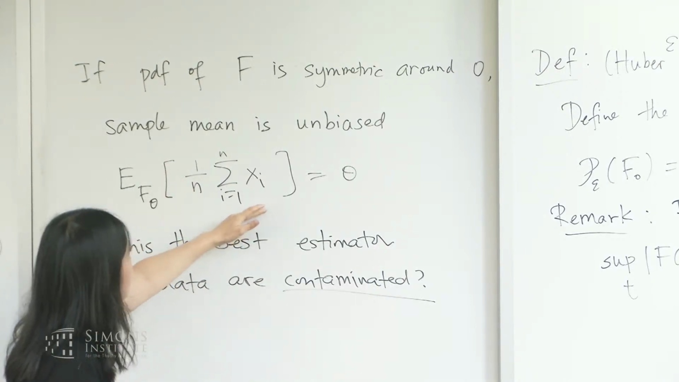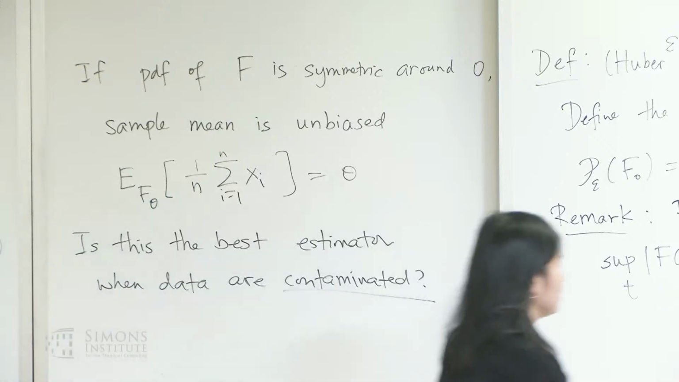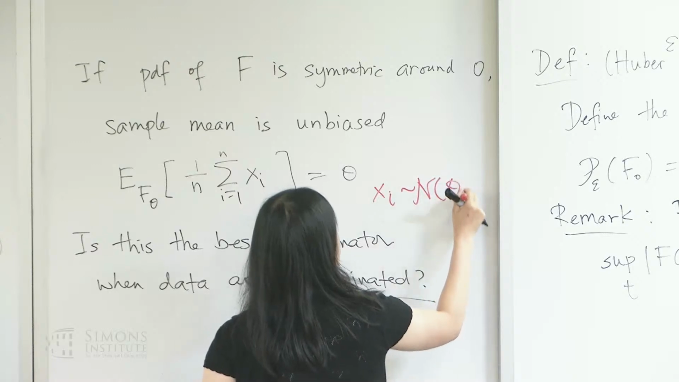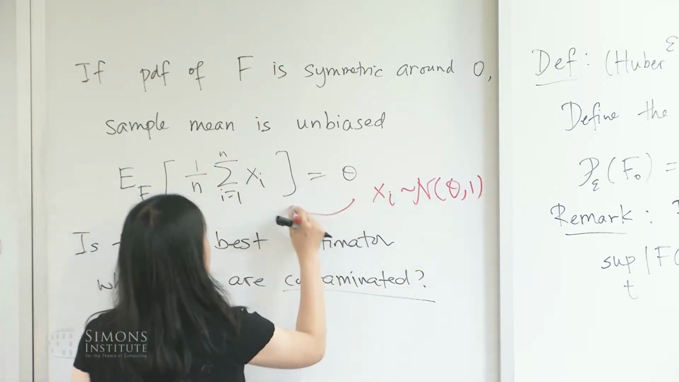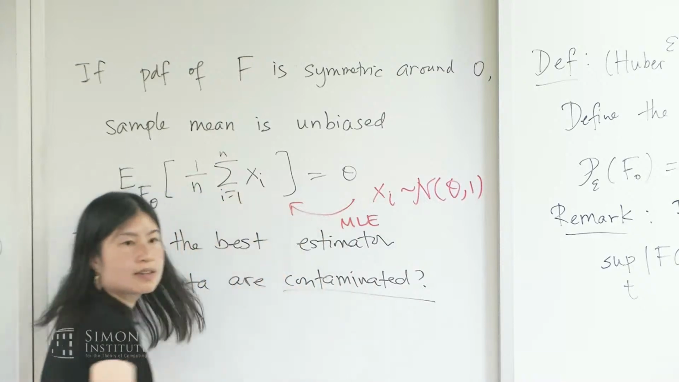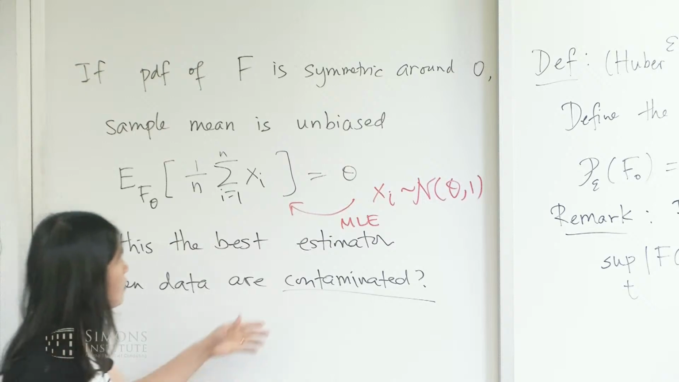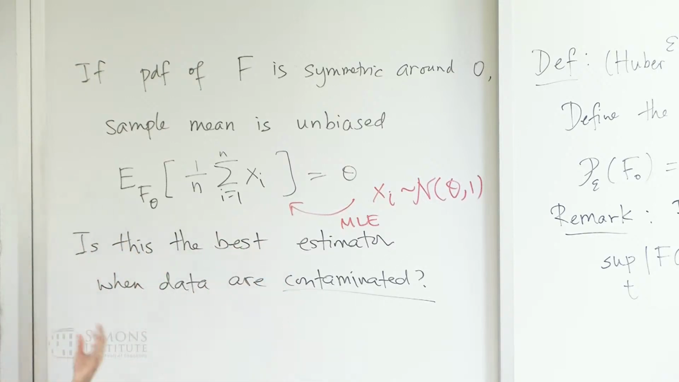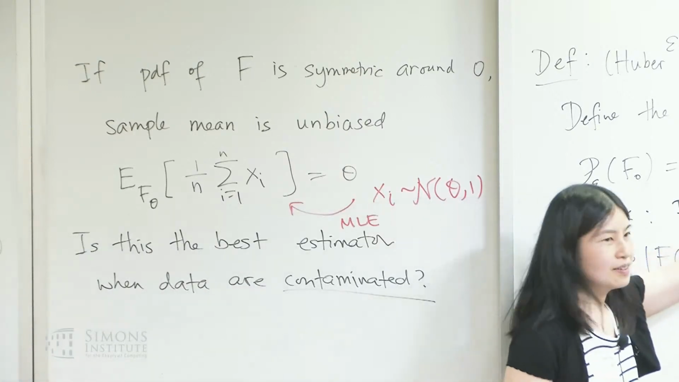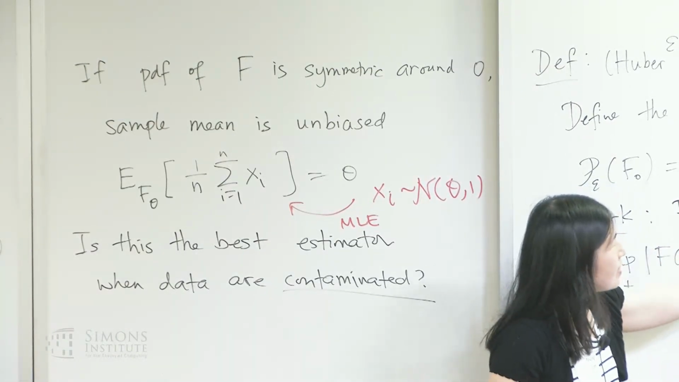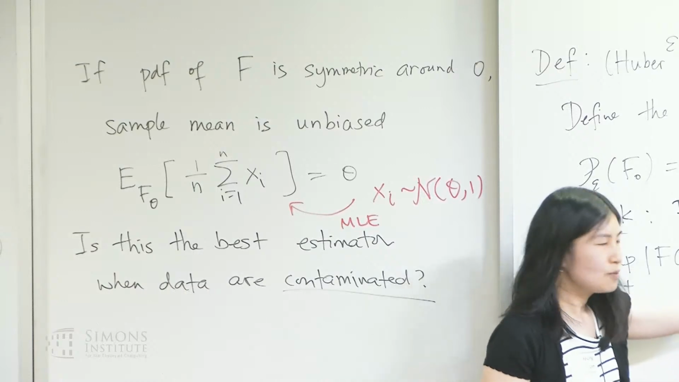So the sample mean, in the case when the data are normal with mean theta and variance 1, turns out to be the maximum likelihood estimator. And why do we like maximum likelihood estimators in statistics? It's because they have the minimum asymptotic variance amongst all asymptotically unbiased estimators. But now the data are not necessarily coming from the clean normal distribution. They're coming from some ball around the clean normal distribution. So we want to understand what asymptotic variance we get when we look over this whole class.